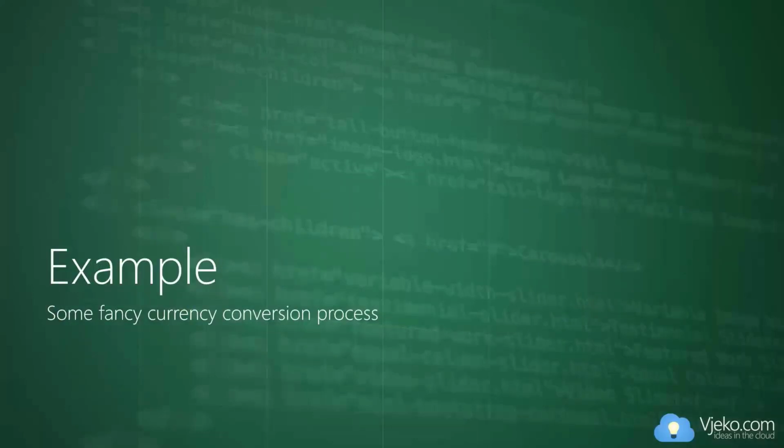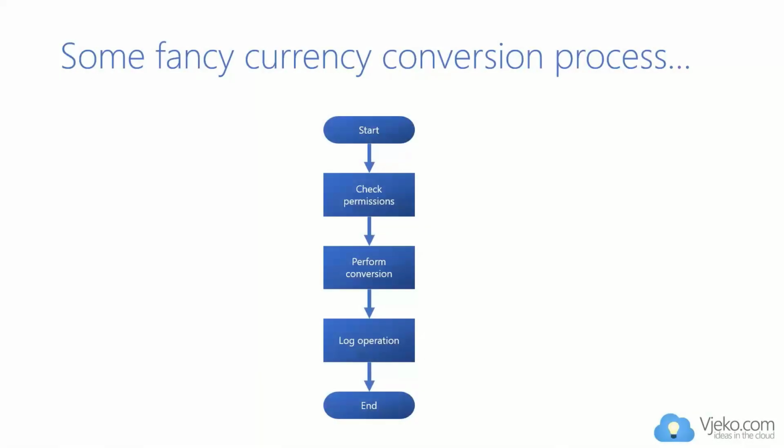So let me give you a fairly simple example of something we can all relate to. Now I'm going to switch a little bit into code, and we will be discussing a little bit more of code. So let's take a look at this fancy currency conversion process. For some business reason, we have come up with a process that whenever you have to convert a currency from one to another, you first have to check permissions, like you can set up who can convert from which currency to which other currency. Then you will perform this conversion, and then you will log the fact that you have converted. So an extremely simple process, but something that we can easily relate to. I don't like complex examples for these kinds of webinars and presentations.